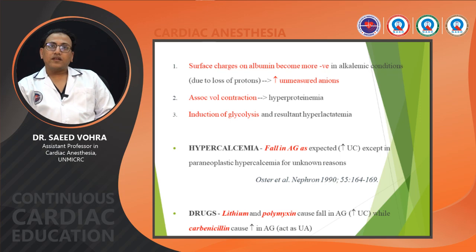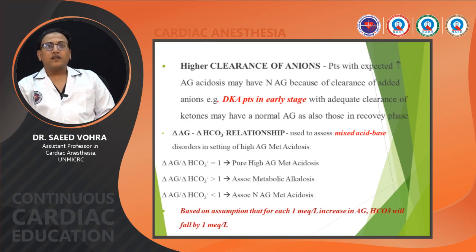Hypercalcemia. The fall in anion gap is expected because there is an increase in unmeasured cations. Drugs like lithium and polymyxin will cause a fall in anion gap because unmeasured cations increase, while carbamazepine causes an increase in anion gap. Higher clearance of the anions, as occurs in patients in the early stage: they may be expected to have a higher anion gap acidosis, but still the anion gap may come to normal because of the higher clearance of the anions.